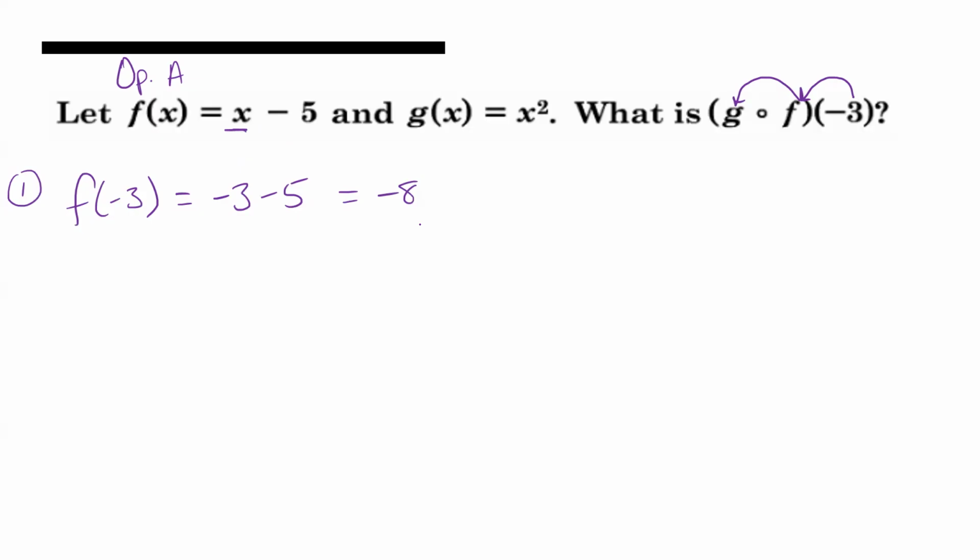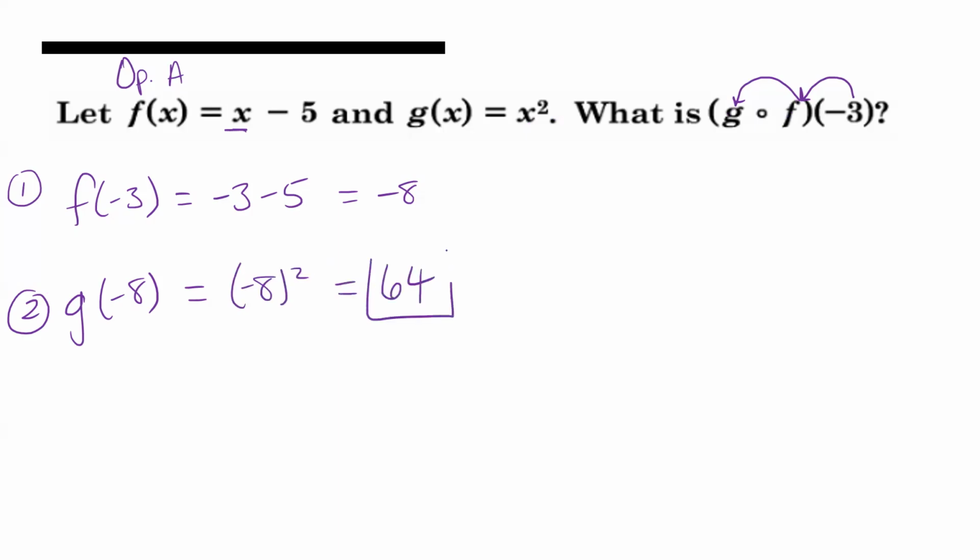Okay? Step 2 is you're going to then continue plugging in. So what we got from F, we're going to plug into G. So for G, we're plugging in -8. And like we practiced yesterday, a negative times a negative is a positive. And so our final answer is 64.